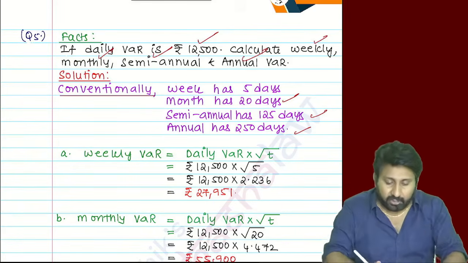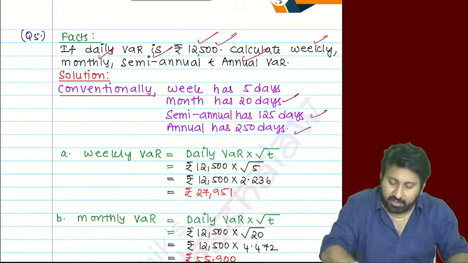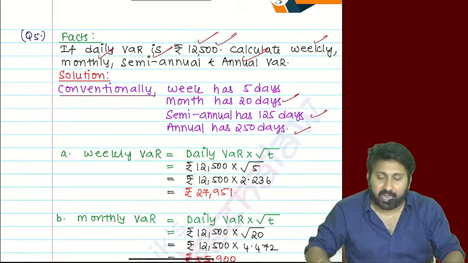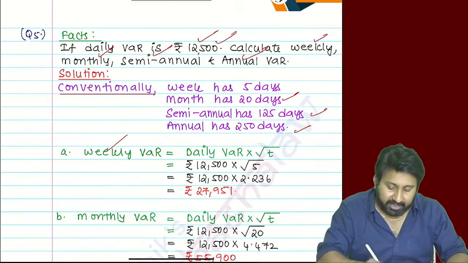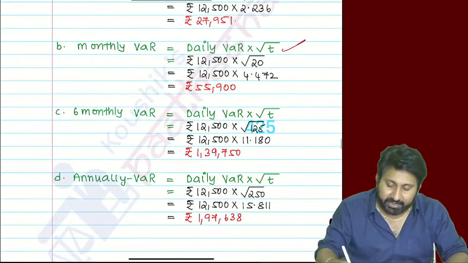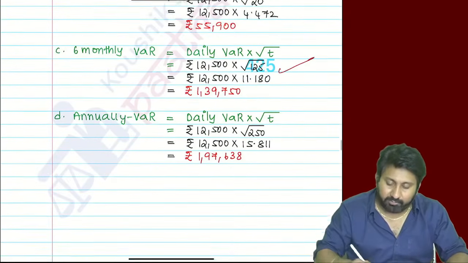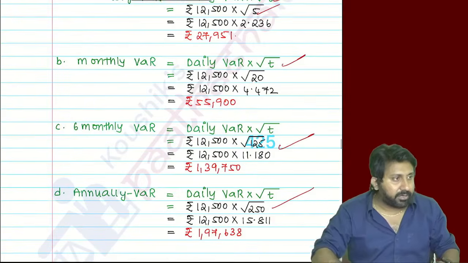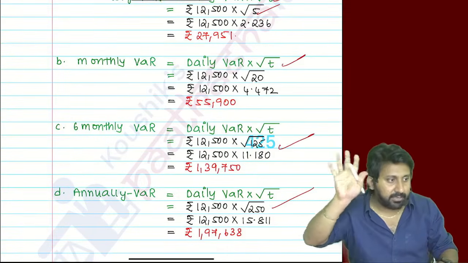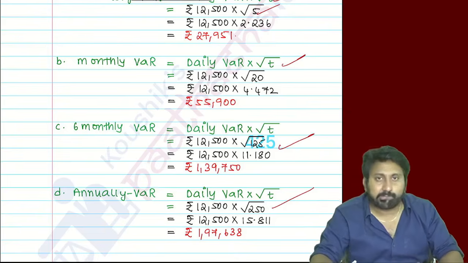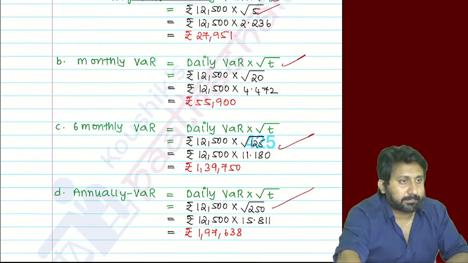Okay. So, what is the daily VaR? 12,500. He is asking us to calculate weekly, monthly, semi-annually and annually. See, weekly means what? Into root 5. Monthly means what? Root 20. Six monthly, root 125. This is how it will be done. Answer is over. Understood, everyone? Everyone understood the concept?